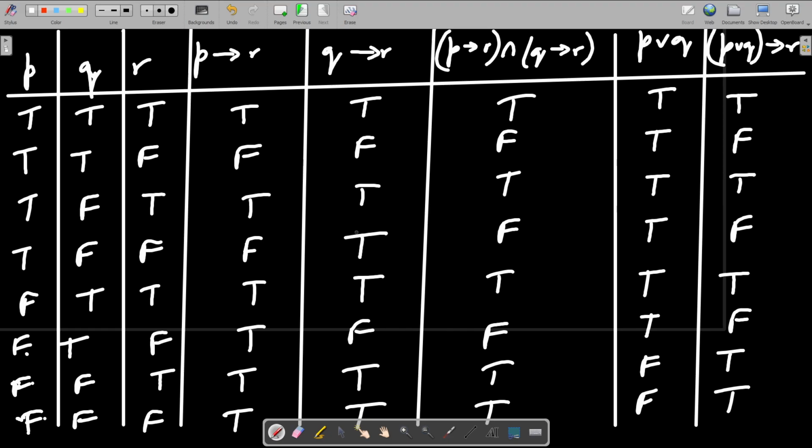Is this column the same as this column? Yes. Both these columns are the same and hence the statements are equivalent. Write down: since column number 6 and 7 are equal, we can say that the statements are equivalent.